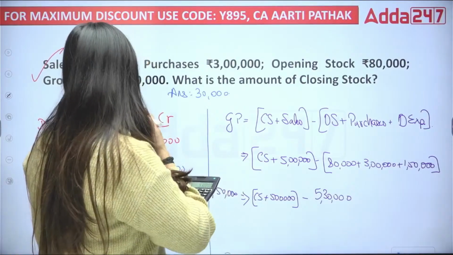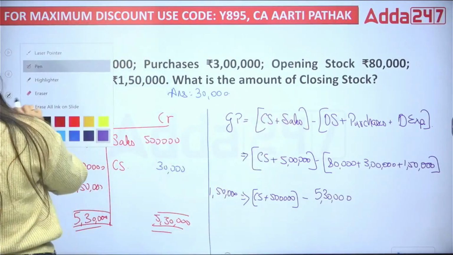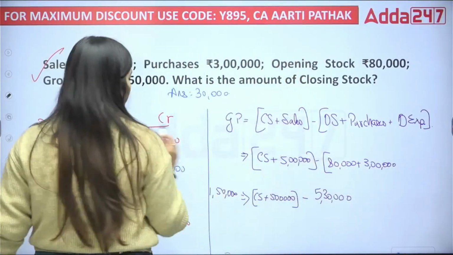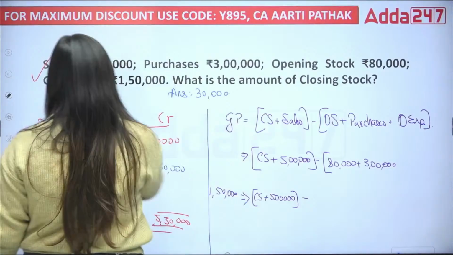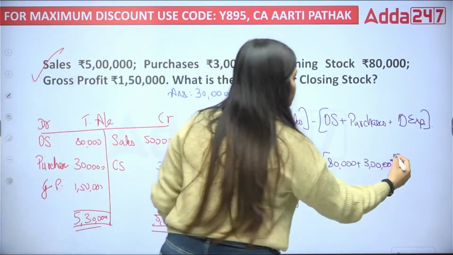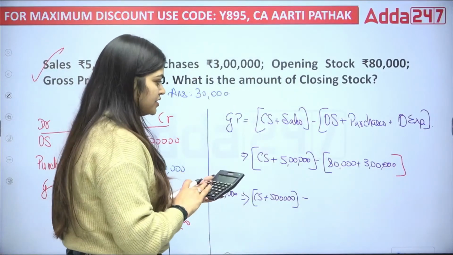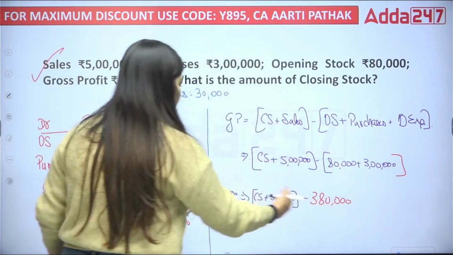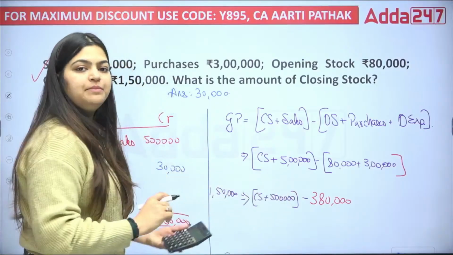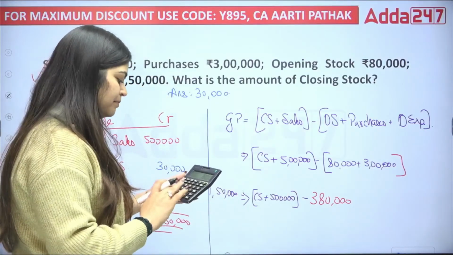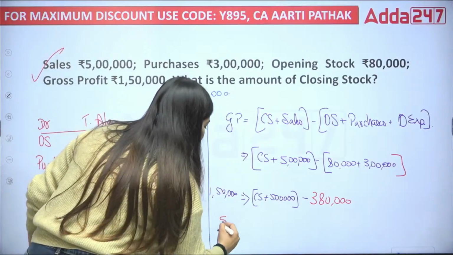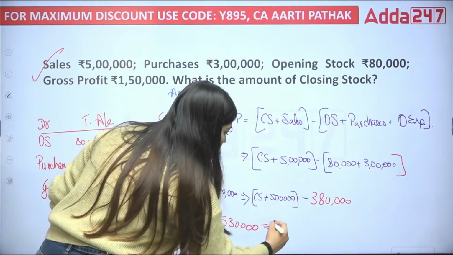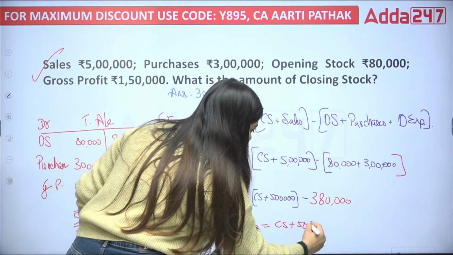Just a minute. Already I have added there 1,50,000. Wait, let me remove it from this side. I have added it under direct expenses. So this is your 3,80,000. Now if you shift here, your negative sign will become positive sign. So 3,80,000 plus 1,50,000, now it is 5,30,000 equal to closing stock plus 5 lakhs.